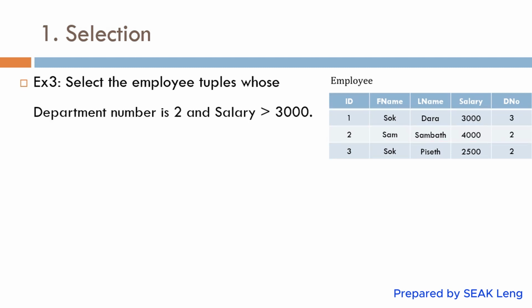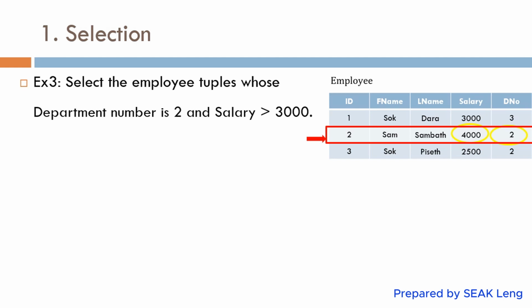Let's go to the last example. Select the employee tuples whose department number is 2 and salary greater than 3,000. Let's look at the employee relation. We have three tuples, and the tuple that satisfies both conditions, salary greater than 3,000 and D num equal 2, is ID 2, F name Sum, so it will be selected.